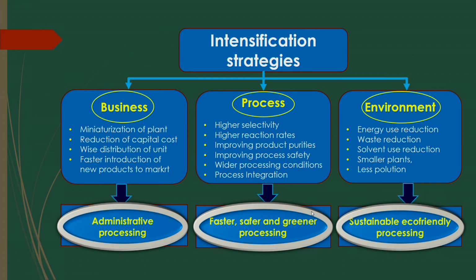Now, see in this table, if we classify the strategies of process intensification, we have three strategies: one is business, another is process, and then environment. In the business aspect, of course, the main strategy of intensification is that you have to miniaturize the plant, that means you have to scale down the plant, because a smaller plant will give you less consumption of energy and less cost.